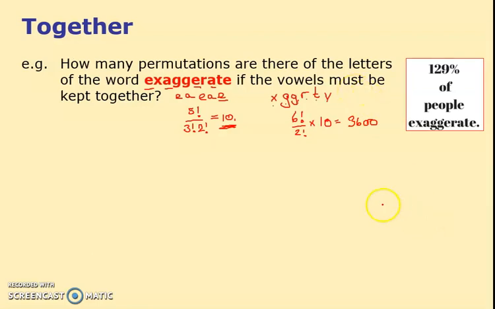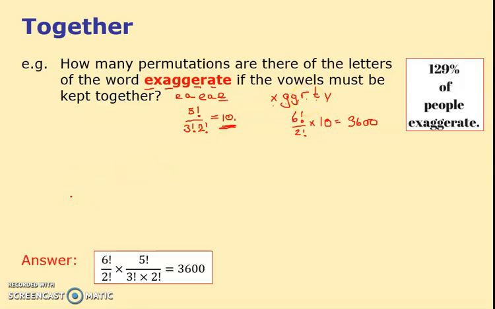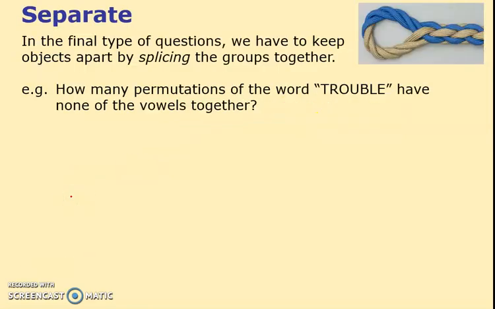So on this next question, we're going to look at keeping things separate, and I've talked about this in terms of splicing things together. This rope here, it has a red and a blue and a sort of cream coloured rope, and I've tried to show you that I've kept them apart. They've been spliced between each other, so that basically they kind of mix, but they're always separate.